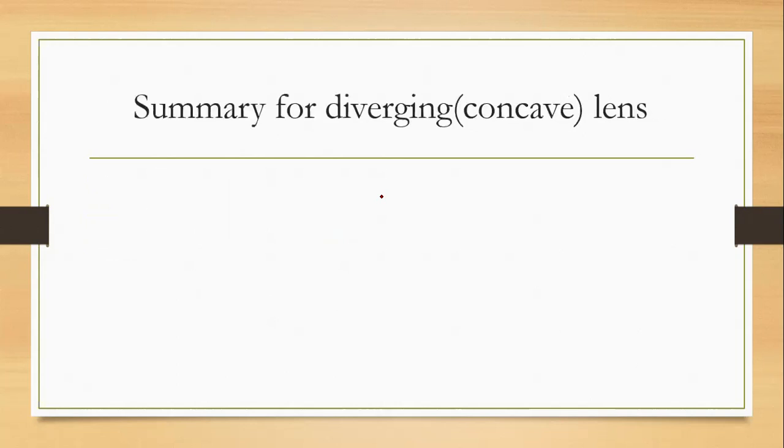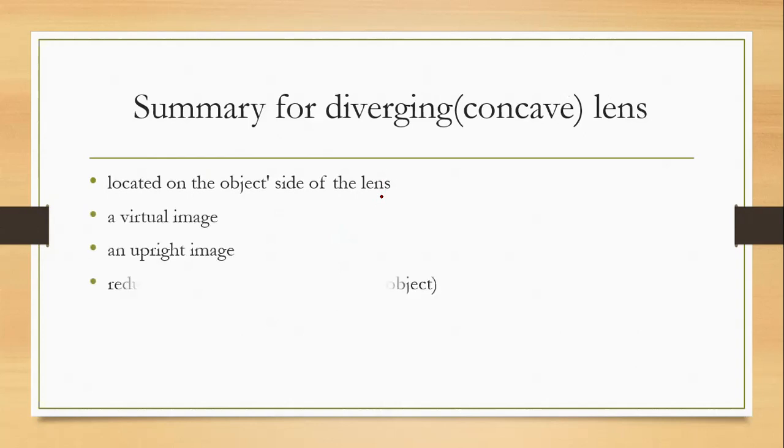Okay. So what about diverging lens? Let's summarize the diverging lens. First of all, the image is going to be located on the other side of the lens. Okay, it's going to be a virtual image, an upright image, reduced in size. Upright means erect. Reduced means diminished. Don't forget these terms.